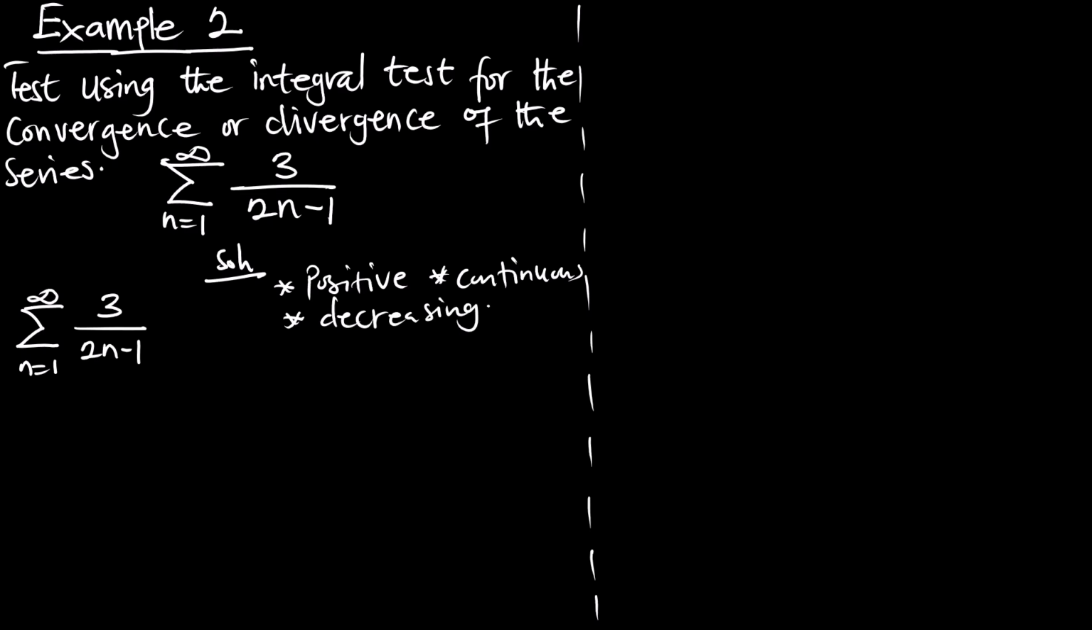Alright, so now what do? We have to check from 1 to infinity. Is it going to be positive? Yes. When you put n from 1 to infinity, any value inside, it is always going to be what? Positive. We are always going to have a positive value.